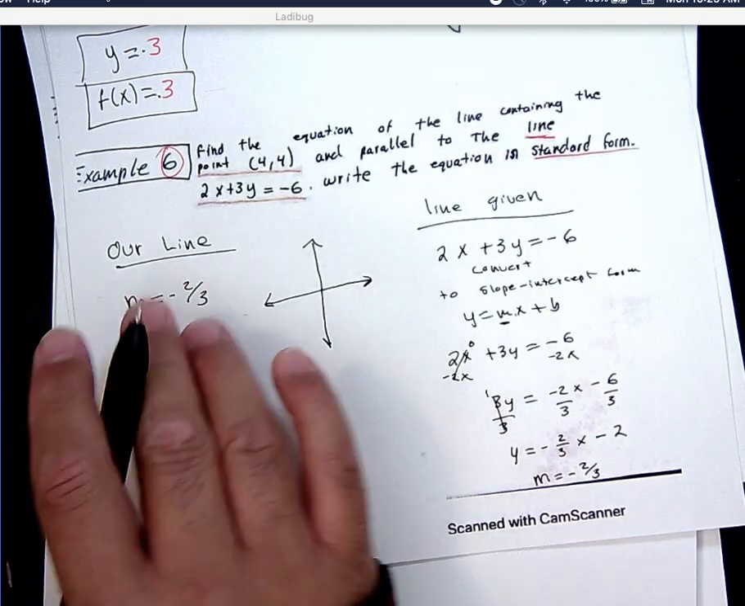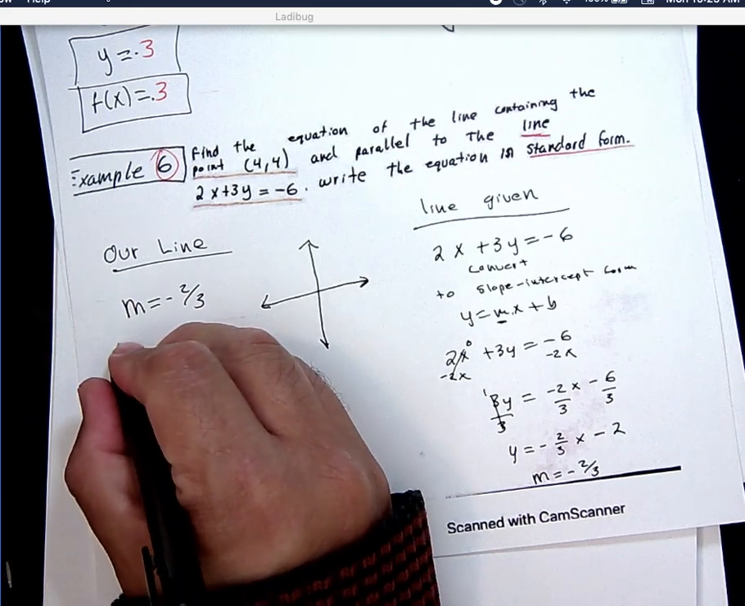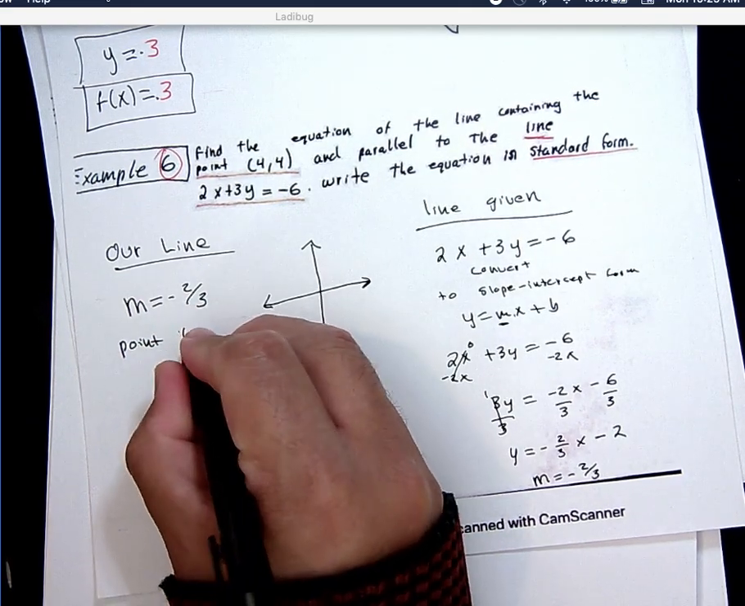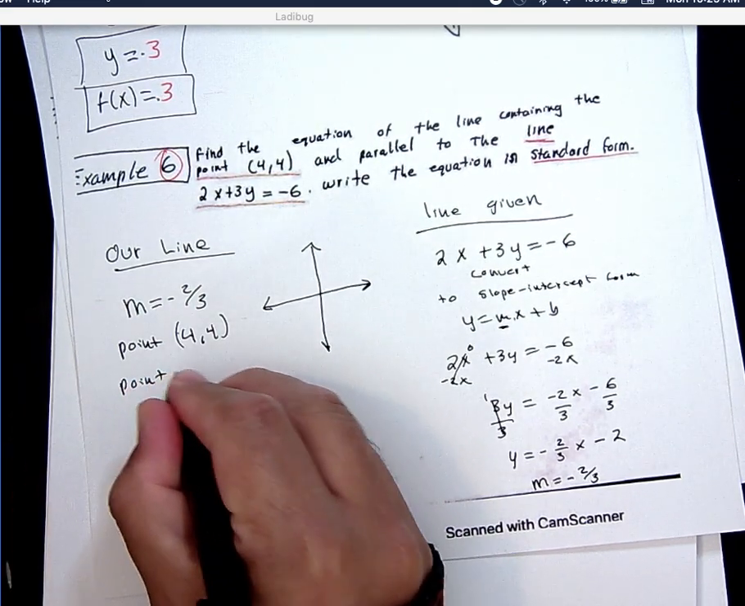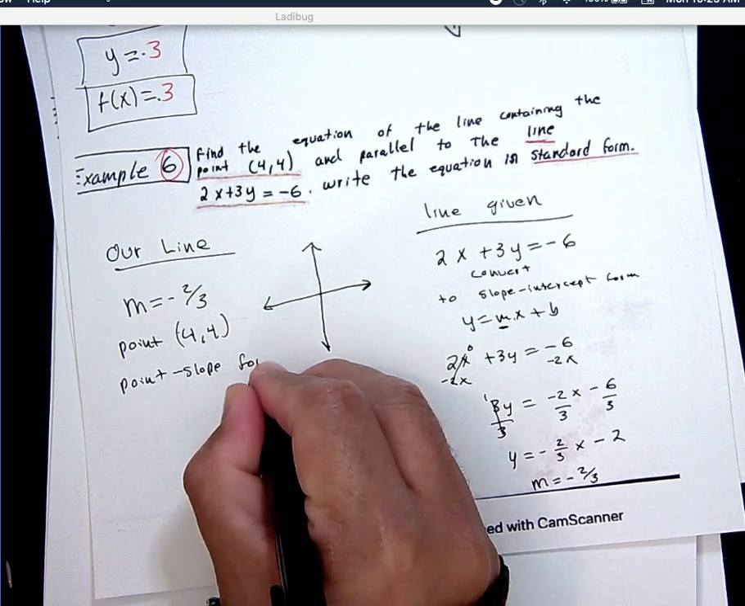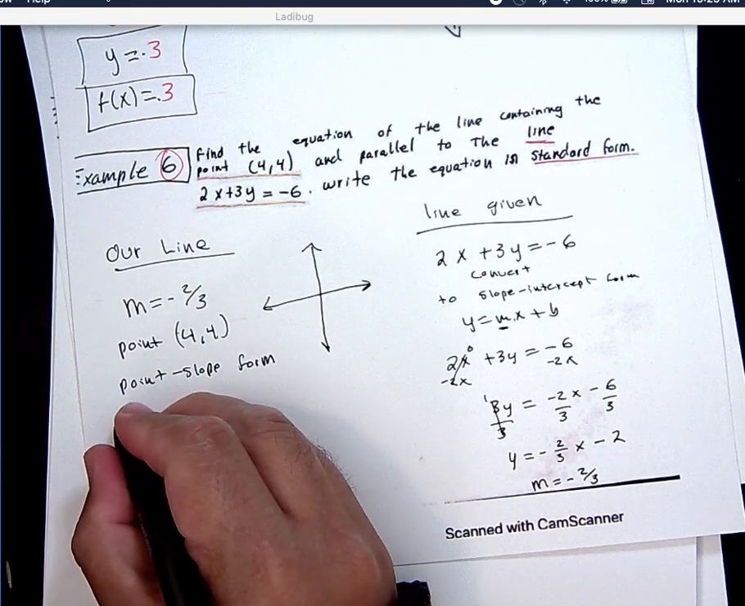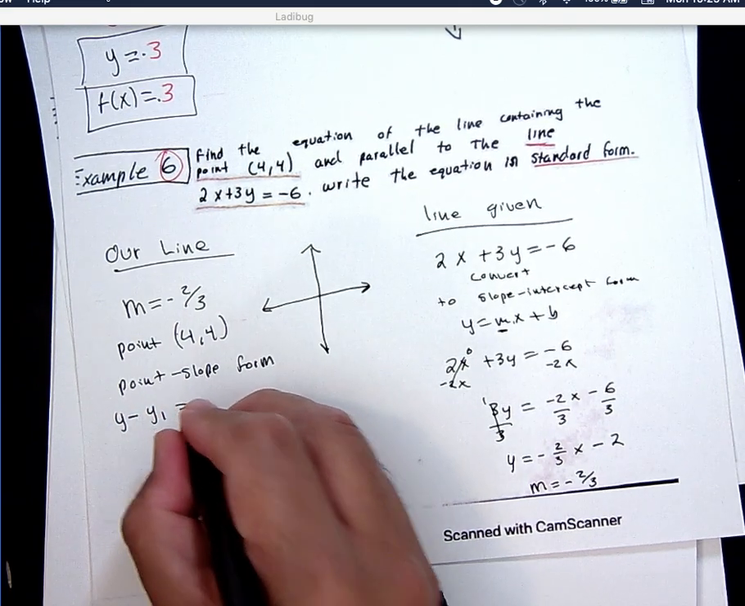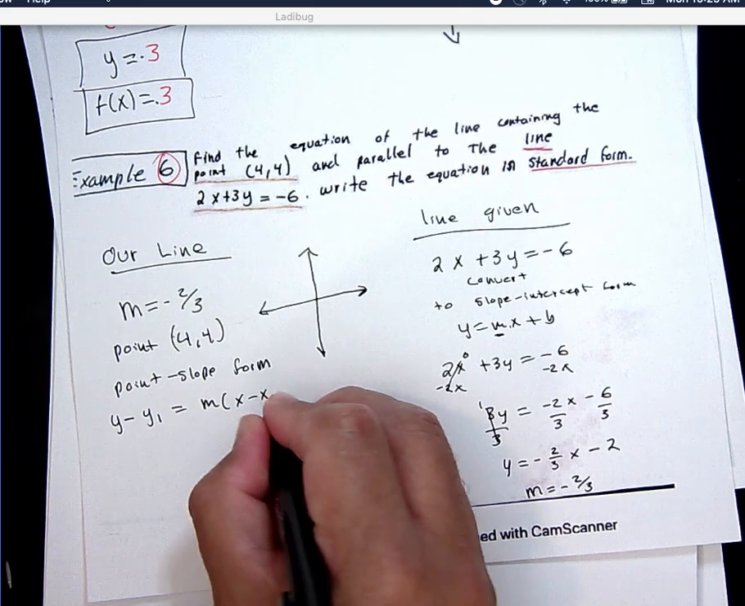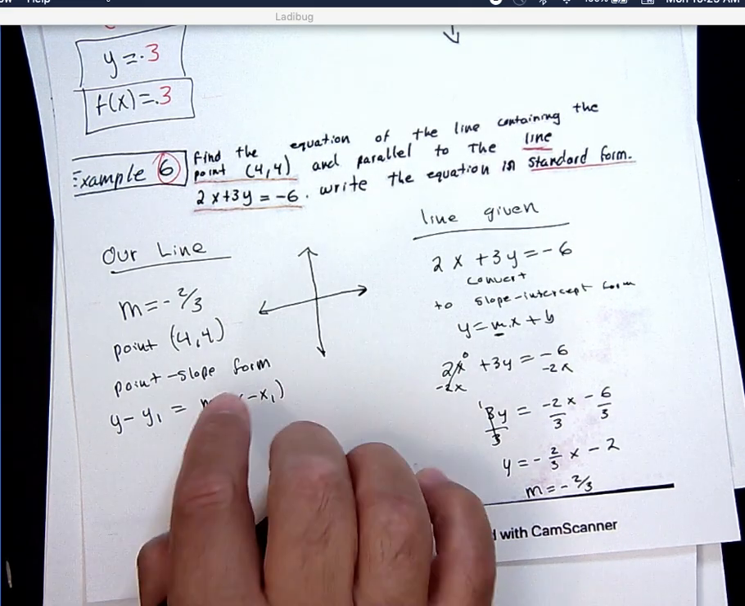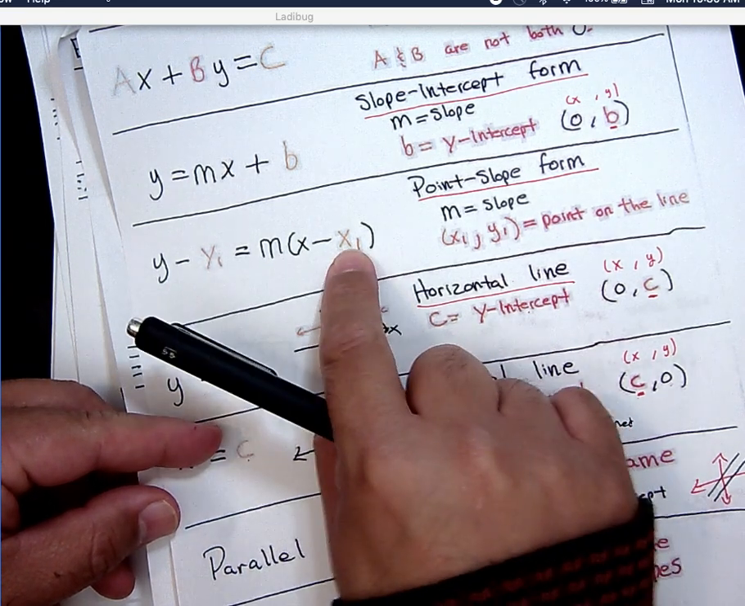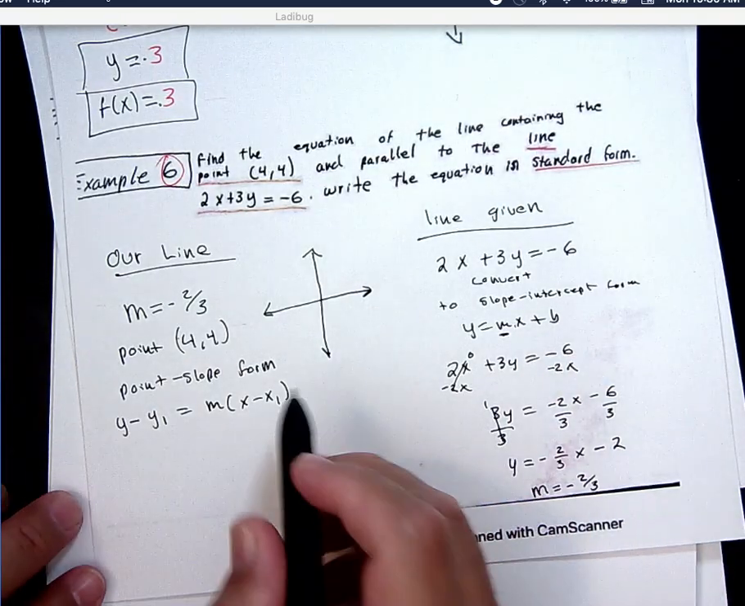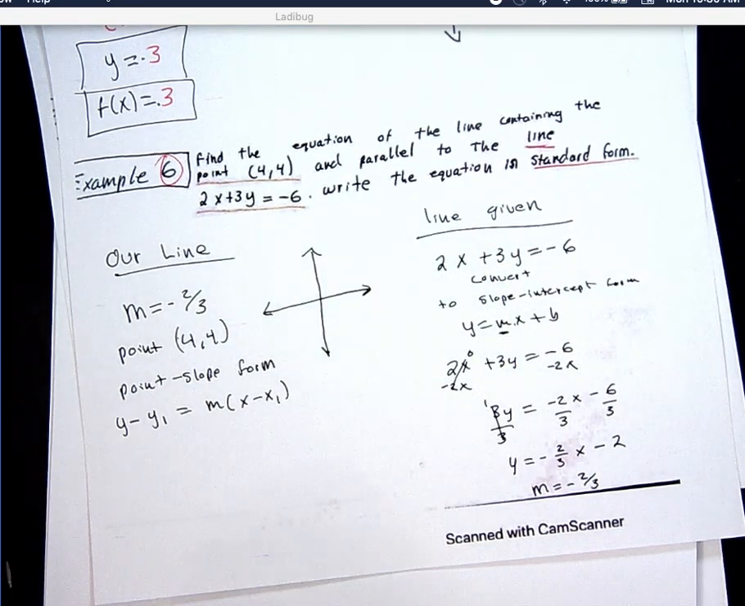Now, after this, we have the slope and we have a point. So what did I tell you? When you have a point and a slope, you're going to use point-slope form. What's point-slope form? y minus y1 equals m times (x minus x1). That's point-slope form, which is this one over here. They gave us a slope and we get a point. Just be careful with this formula. You need to keep that negative always.